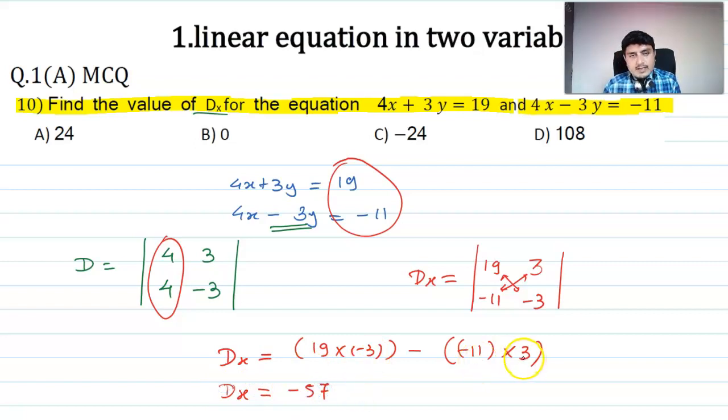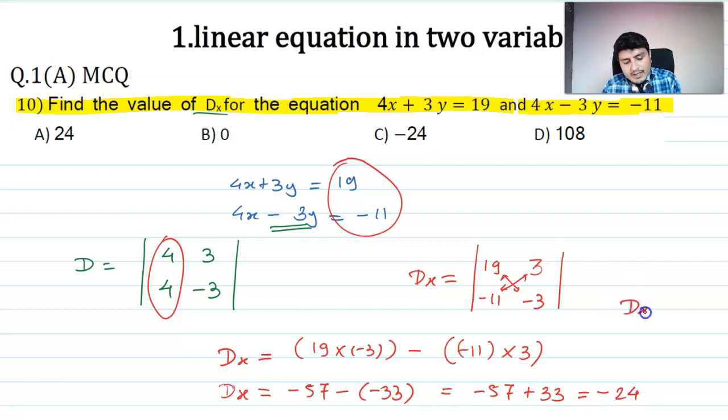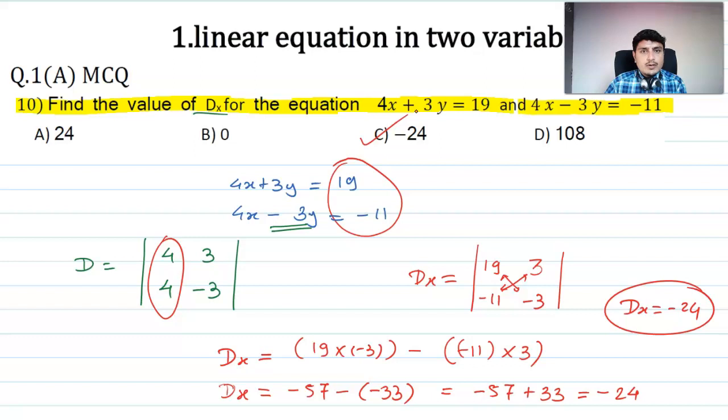Now 11 3s are 33, and the sign is minus, so minus of minus 33. Minus of minus becomes plus. Minus of 57 plus 33, we are getting minus of 24. So the value of dx here is minus of 24. Let's check the choice codes. Choice code C is the correct choice code, that is minus of 24.